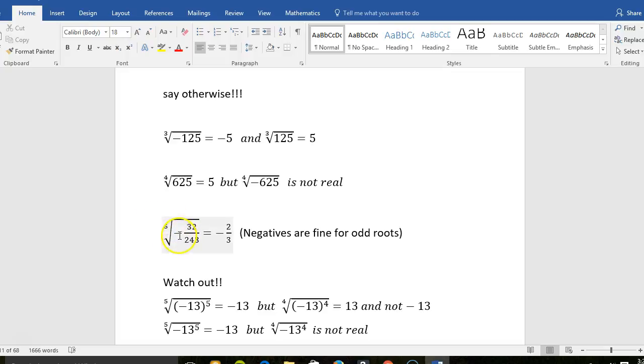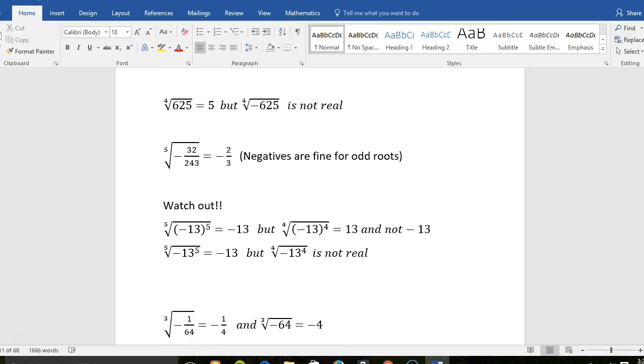Now, you can do the odd root of a negative. Like the fifth root of a negative, you just suck out the negative. So you get a negative, and then do the fifth root of 32, and you get 2. You do the fifth root of 243, and you get 3. So we got negative 2/3. You just do the fifth root of the top, the fifth root of the bottom, and off you go.